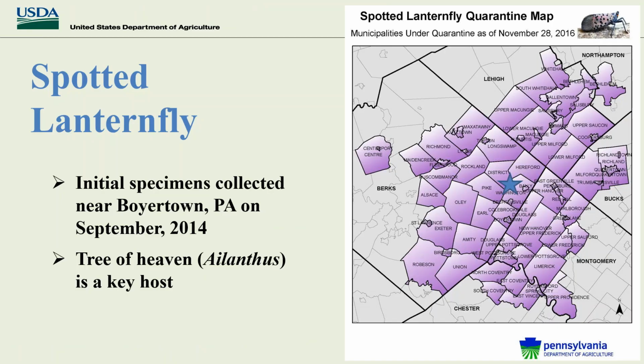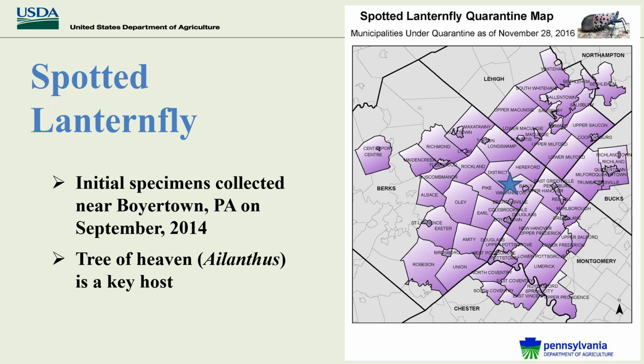But I want to go back to the start of the insect. So the origin of it, and initial specimens were collected near Boyertown, Pennsylvania, which is in Berks County, as you can see here. And that was in the fall in 2014. A homeowner called and said there was a strange insect on his shrubs and trees, and they identified it right away as being some kind of exotic insect. And so then they pursued that and identified it as the spotted lanternfly.